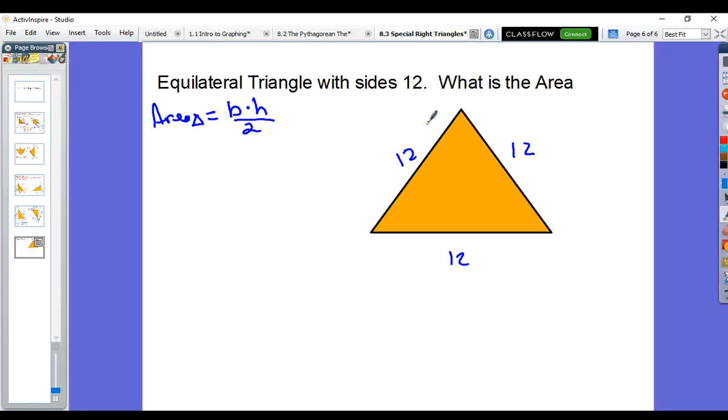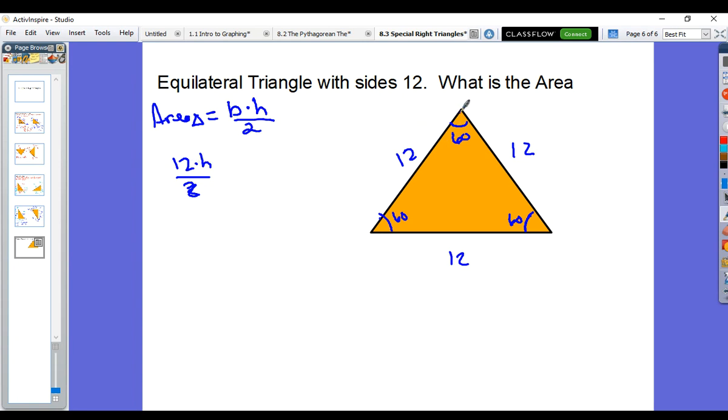But what's also special about equilateral is that all angles are the same. So what's the value of all 3 angles in a triangle whose sum is 180? Yeah, they're all 60. 60, 60, and 60. So we have our base. It's 12. So we got 12 times height divided by 2. We're missing our height, y'all. We're missing the line that goes down here.